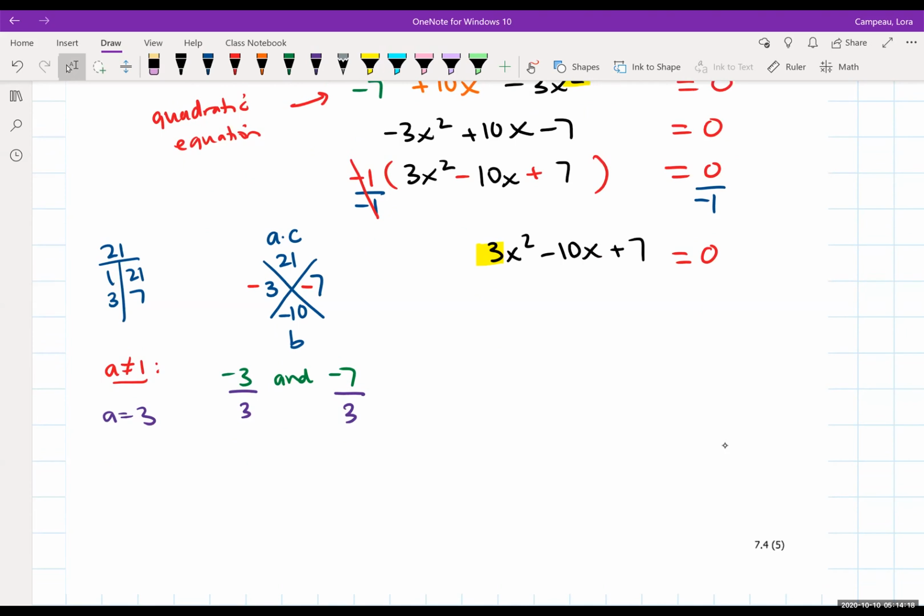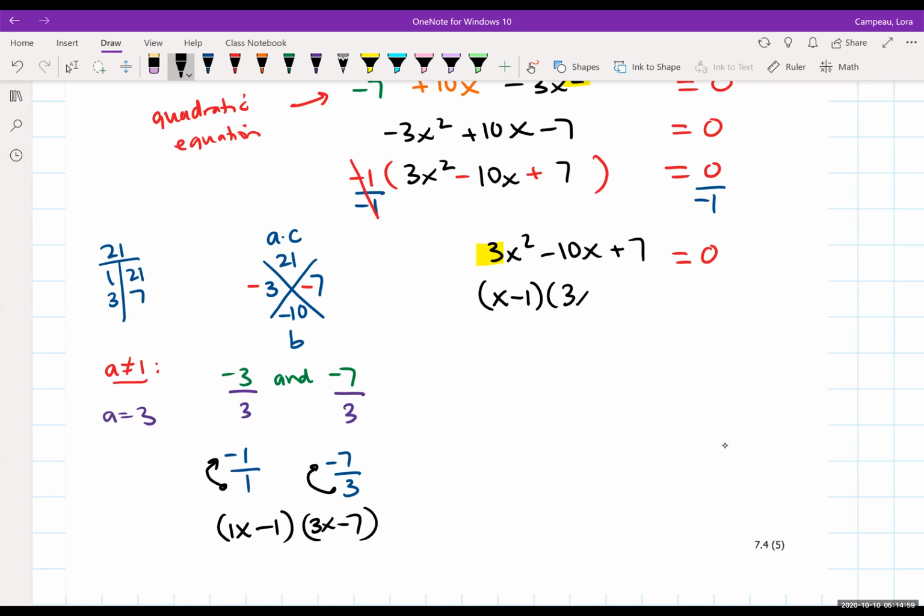So I have negative 3 divided by 3. If I reduce that, I should have a negative 1 over 1. And then negative 7 over 3, nothing really happens. Now with bottoms up, the denominator is the coefficient of the x in the binomial. So we have 1x minus 1. The numerator is the constant. Again, 3x minus 7. There's the bottoms up. So for this factorization, I don't have to put the 1 in front of the x. I'll have x minus 1 and 3x minus 7.